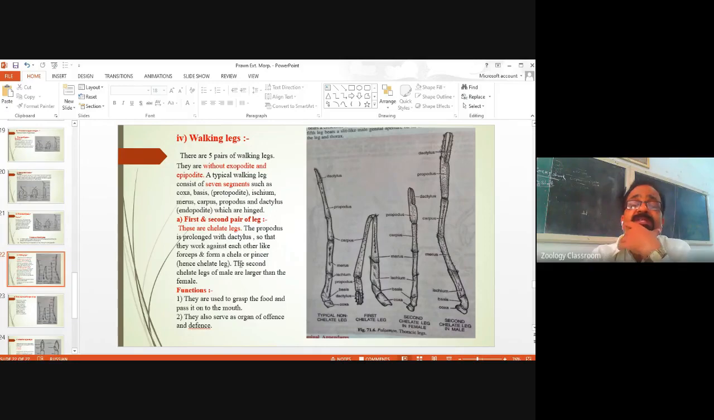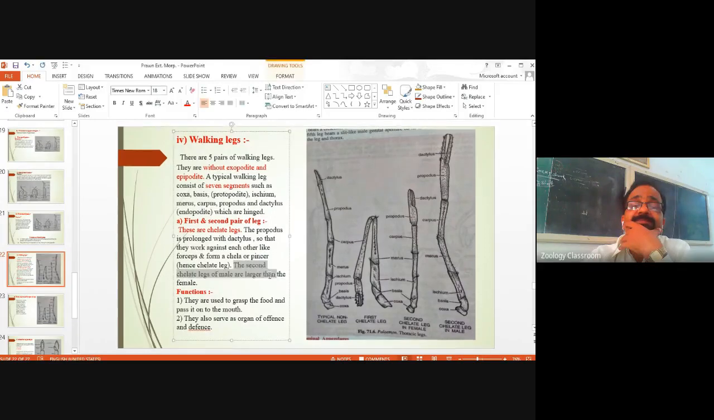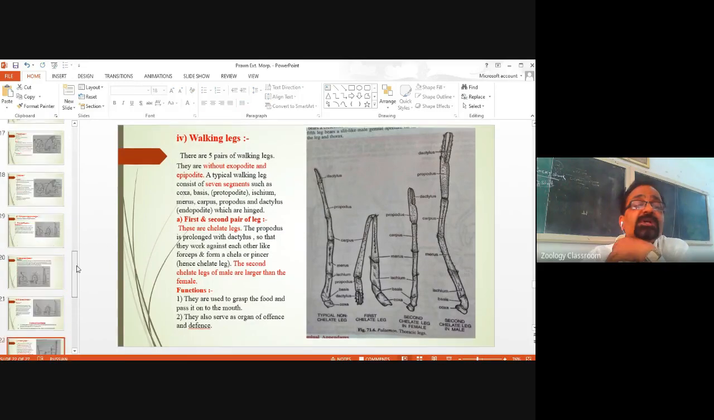Now the second chelate leg, a point: sexual dimorphic character. The second chelate leg of male is larger than that of female. It is a mark of identification, or a sexual dimorphic character.